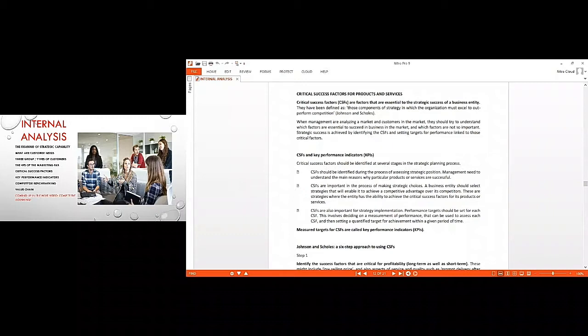Critical success factors are factors that are essential to the strategic success of a business. They have been defined as those components of strategy in which the organization must excel to outperform competitors. That was the definition from Johnson, Scholes and Whittington. When management are analyzing a market or customer in the market, they should try to understand which factors are essential to succeed in business in this particular market. So all those factors are what we call critical success factors, CSF.